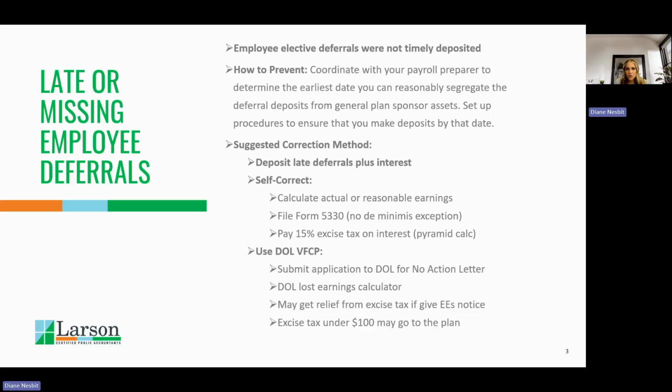Suggested correction method here, you can deposit the late deferrals plus interest. Again, what does that look like through the self-correction? You can calculate actual or reasonable earnings, file Form 5330, and pay the 15% excise tax on interest. Using the Department of Labor Voluntary Correction Program, you can submit the application to the Department of Labor for a no action letter. You use the DOL lost earnings calculator. You may get relief from the excise tax if you give employees proper notice, and any excise tax under $100 can be contributed to the plan.